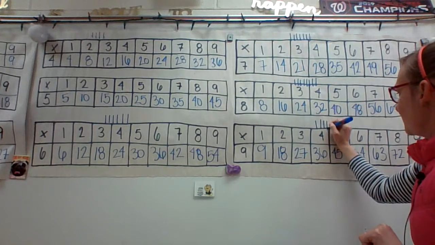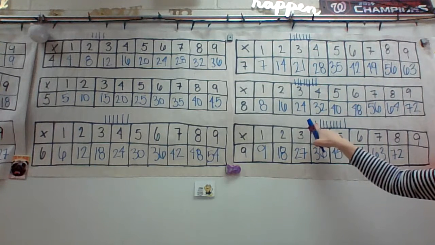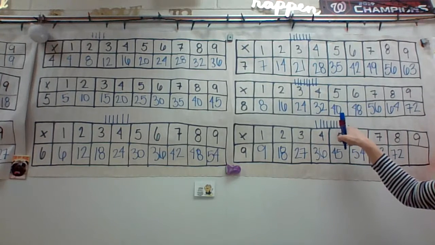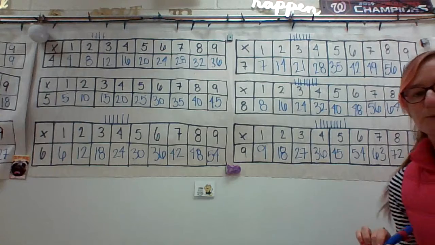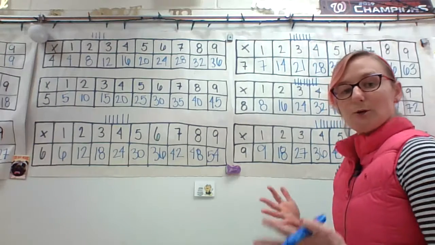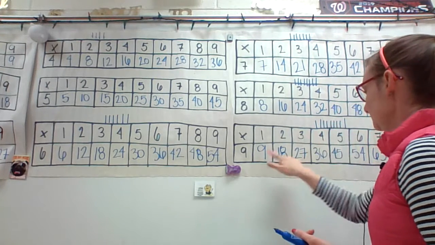1, 2, 3, 4, 5, 6, 7, 8, 9. So I can go 72, 73, 74, 75, 76, 77, 78, 79, 80, 81. And if you wanted to double check to make sure all of your multiplication was done correctly, you could count your sticks. 1, 2, 3, 4, 5, 6, 7, 8, 9.